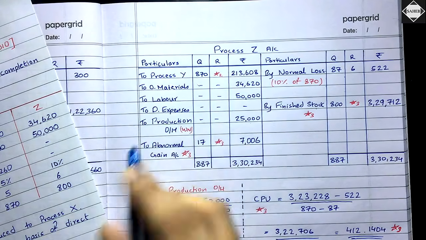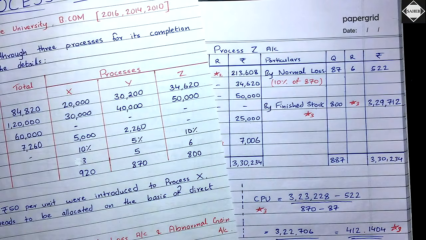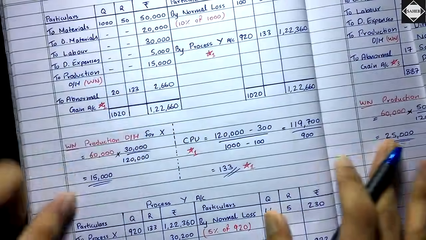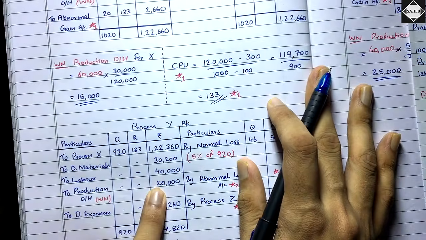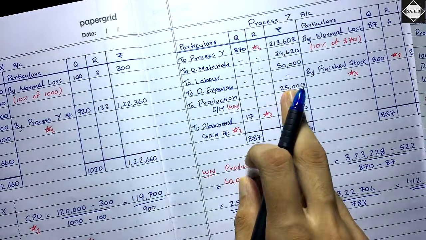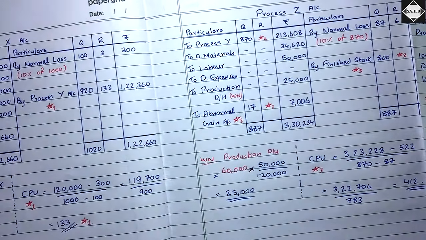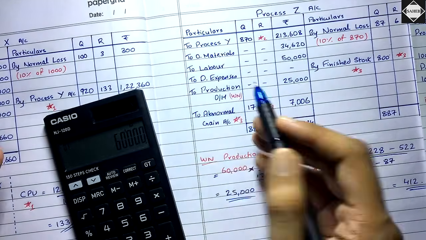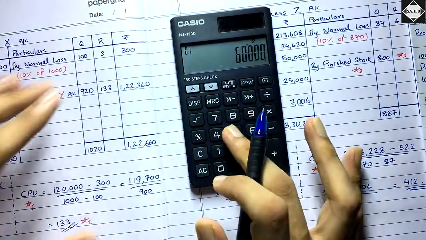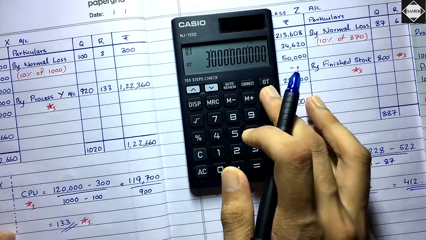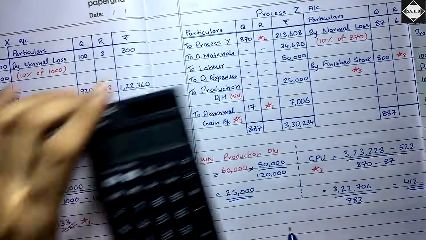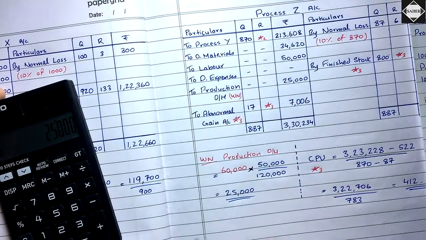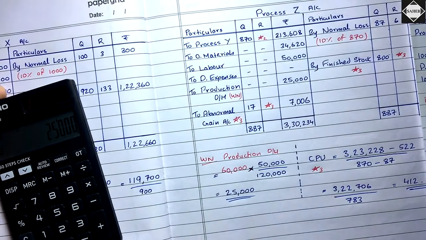Then we have production overhead. For production overhead, again the same calculation we have to do. Production overhead is 60,000. Or you have already allocated over here 15,000 and 20,000, so you can take the balancing figure from 60,000 as 25,000. Or you can calculate: 60,000 is the total production overhead into the direct labor, 50,000, divided by the total direct labor, that's 1,20,000, that's equal to 25,000. So it will come over here. Simple, easy.